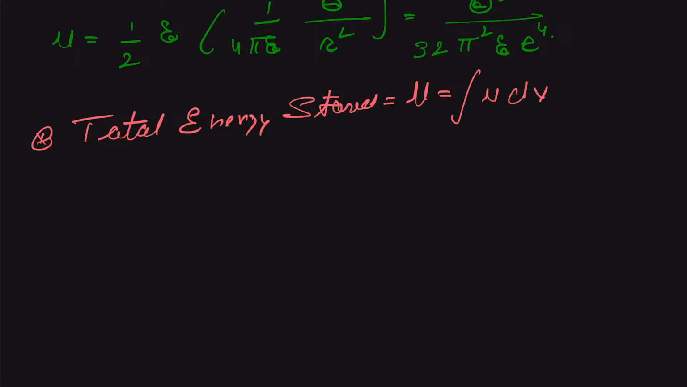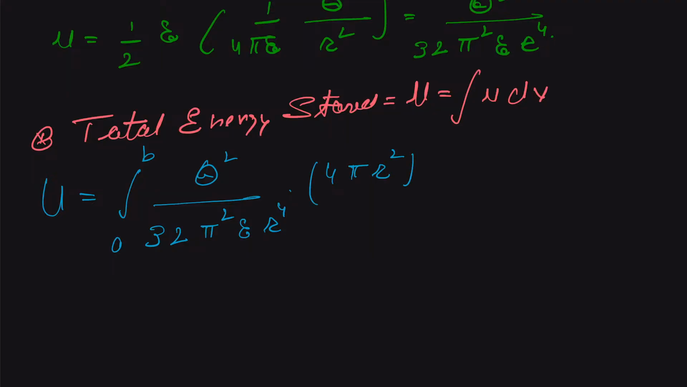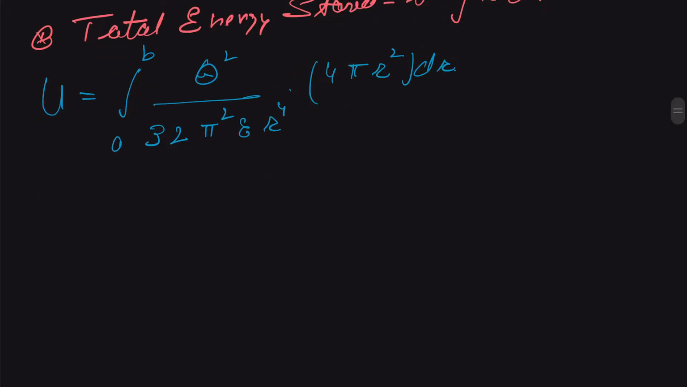So we simply substitute them. We get capital U equal to, between A and B, u is Q square over 32 pi square epsilon naught R4, and our dV will be, basically, from 4 by 3 pi r cube, we can just differentiate it, and we get 4 pi r square times our dr. And so this pi cancels with pi square and this 4 goes by 8.